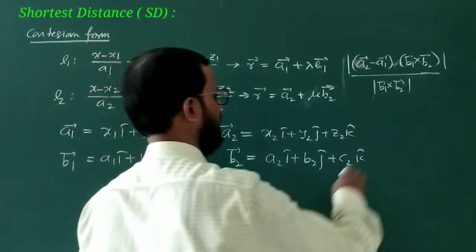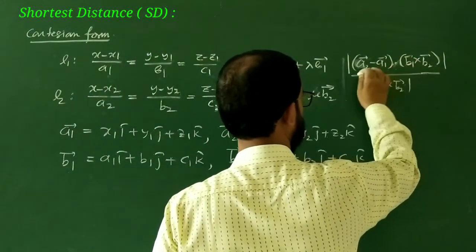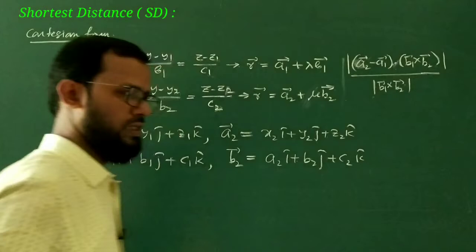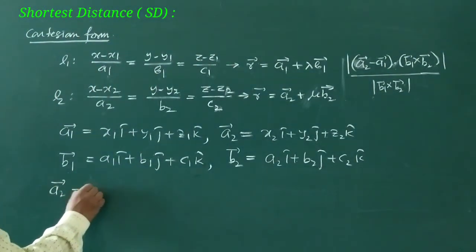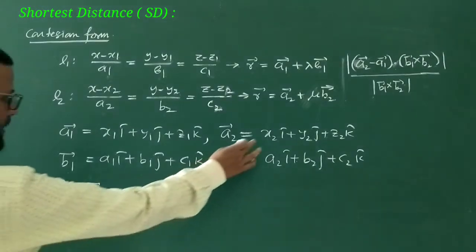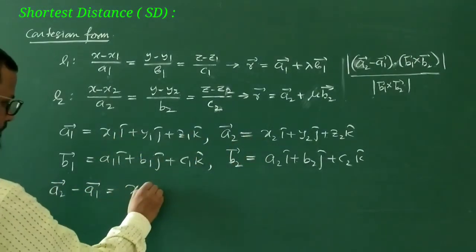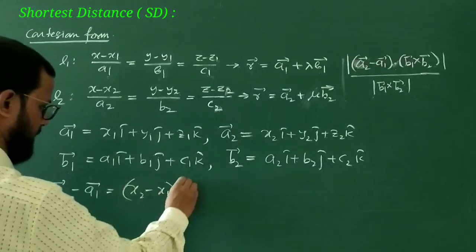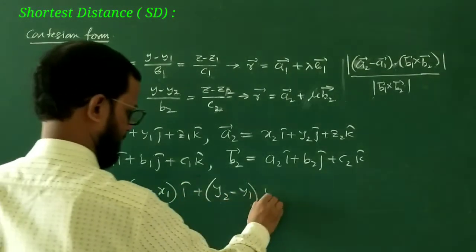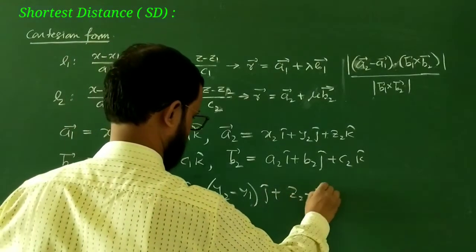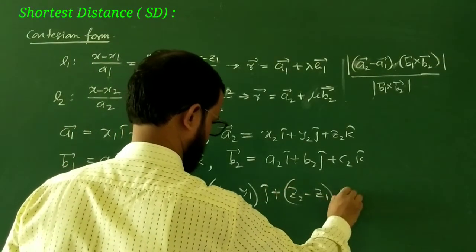What do we have to know? We must know about this vector and this vector. Now what is a2 vector minus a1 vector? It will be (x2 minus x1) i cap, then (y2 minus y1) j cap, and then (z2 minus z1) k cap.